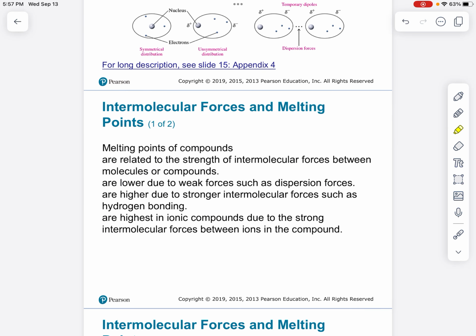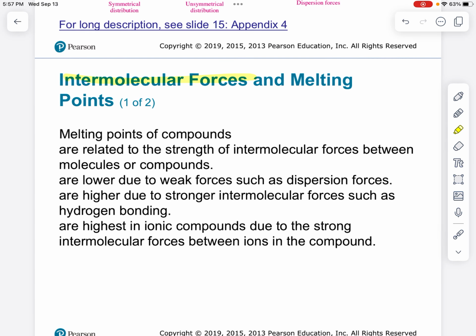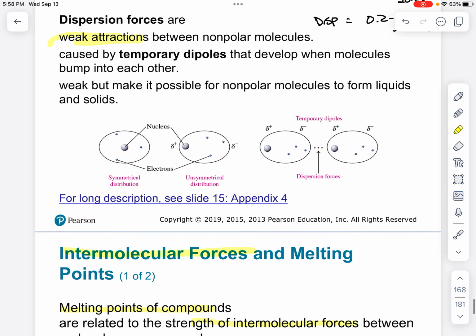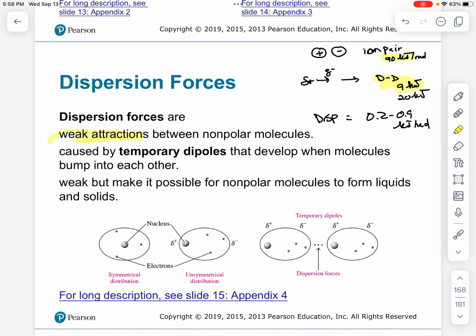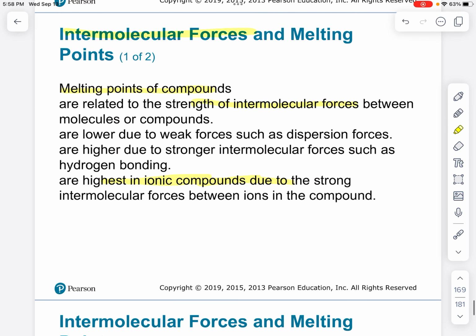The stronger the intermolecular forces, these IMFs, the more the molecules will stick together and resist. It will require more energy to undergo a phase change. So melting points of compounds are related to the strength of their IMFs. Ionic compounds have the highest melting points because they have ion pairs, which are, like I said up here, quite a bit stronger than dipole-dipole interactions.